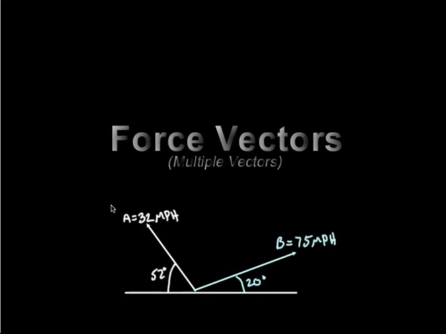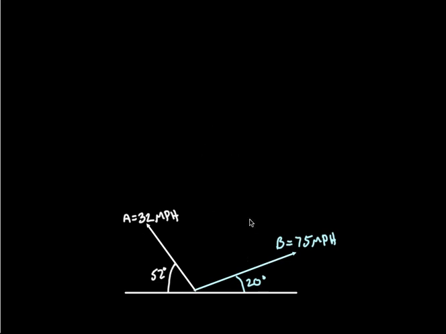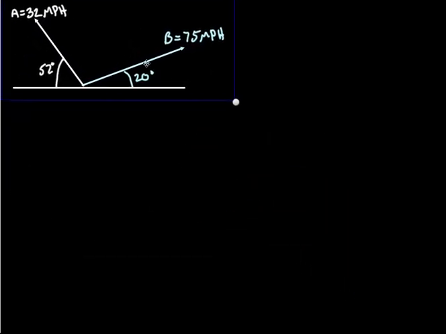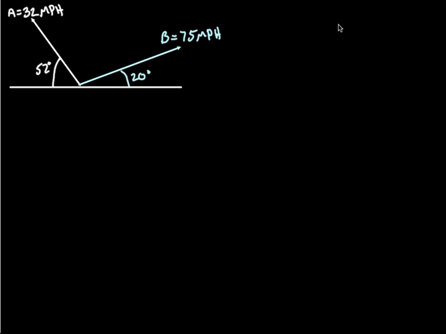Alright, so now we're going to do two force vectors. We're going to do vector A and vector B. And if we add vector A and vector B together, we're going to see what happens when we actually combine them. Alright, so first we're going to just move this guy up top here so we have some space to work.